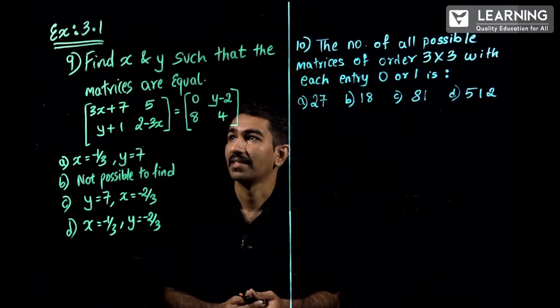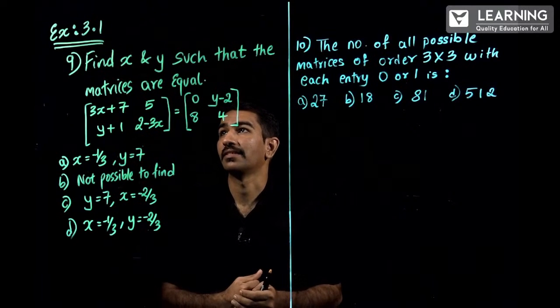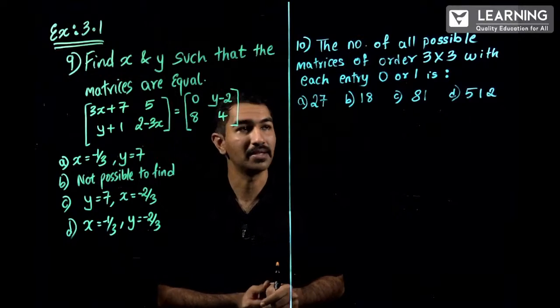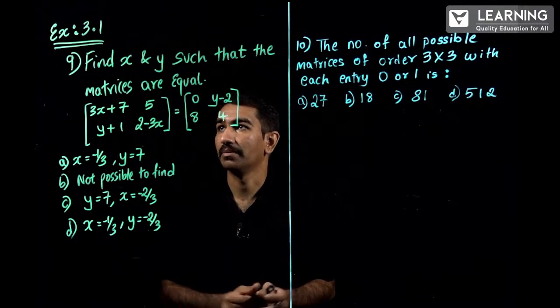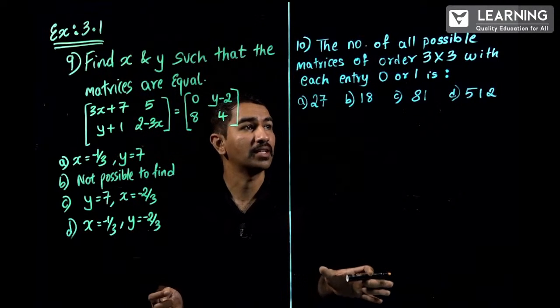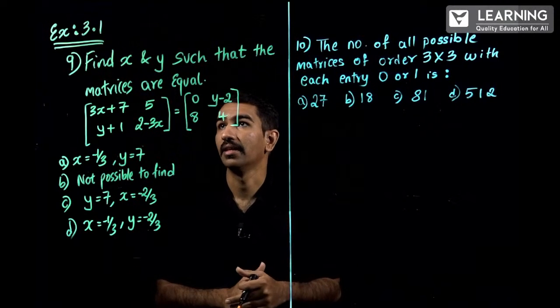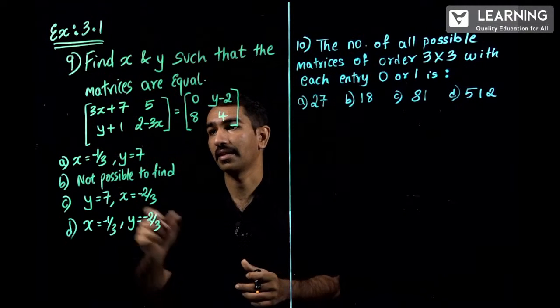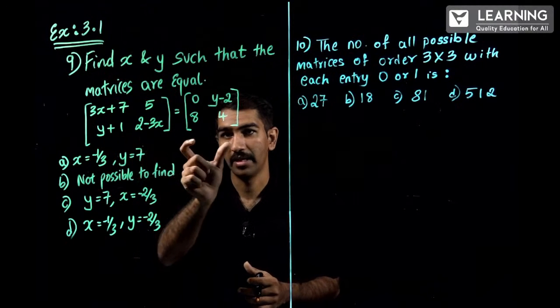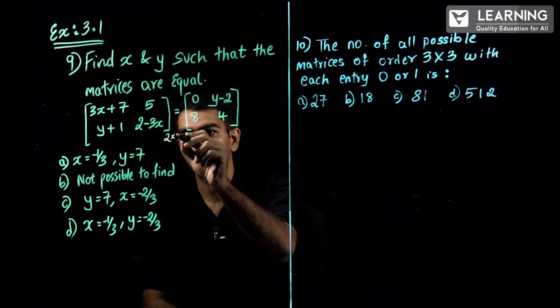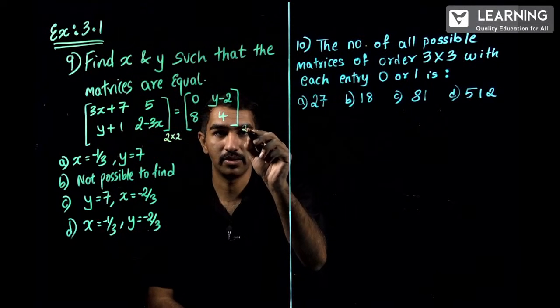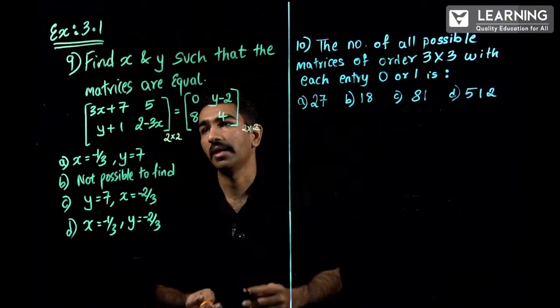Okay, students, the last couple of questions from exercise 3.1. After this, we'll be starting with exercise 3. All right. Both the questions 9 and 10, whatever we have taken here, are MCQ questions. Find x and y such that the matrices are equal. One matrix is given here, another matrix is given here. What is the order here, students? 2 cross 2. What is the order here as well? 2 cross 2.